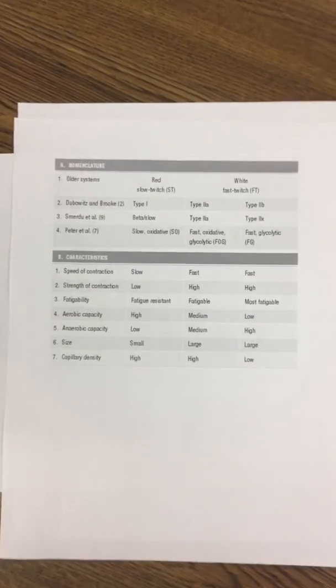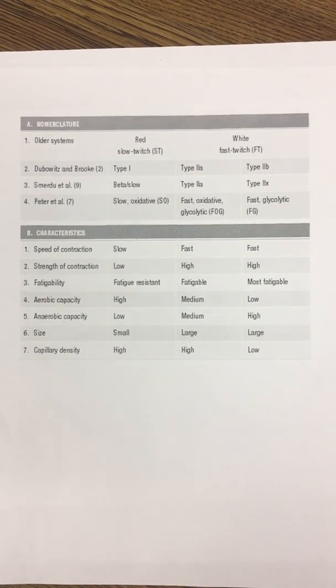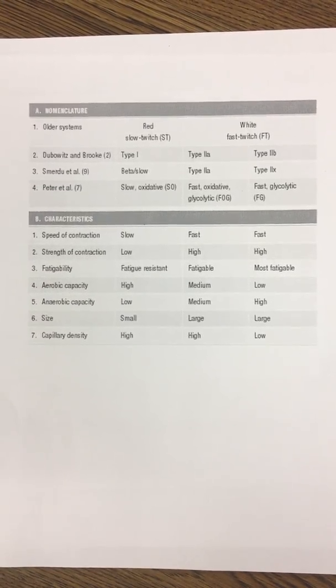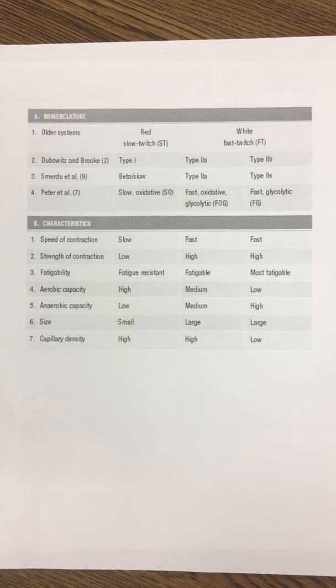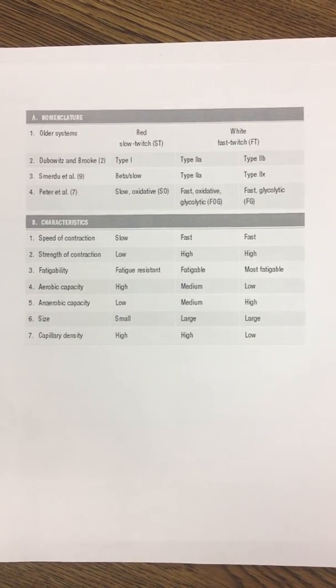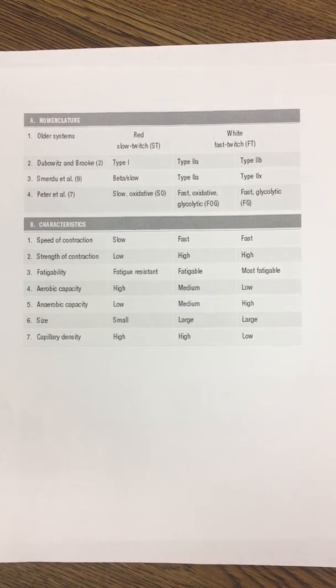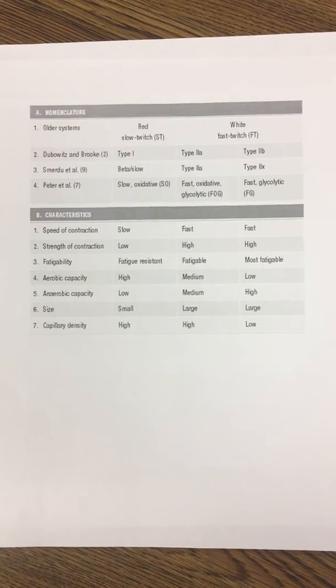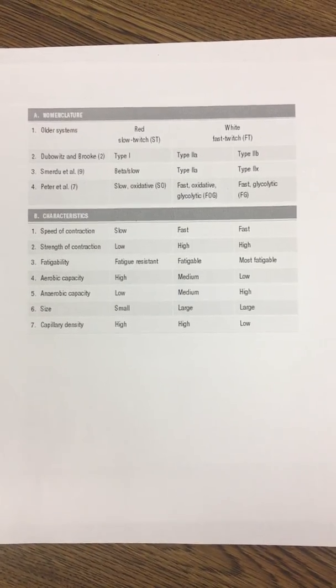Now for muscle classifications. There are two types of muscle classifications. The first type is red, slow twitch muscles, which, as it sounds, have a slow contraction speed and are fatigue resistant. These red, slow twitch muscles have a high aerobic capacity and a low anaerobic capacity. You see these types in marathon runners or triathlon competitors.